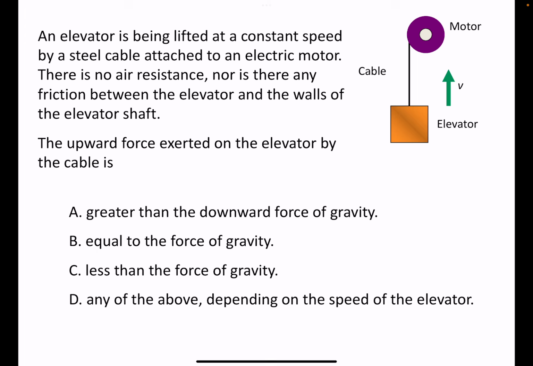Now, let's give the answer to the example we discussed as promised. The elevator going up problem. The elevator is going up at constant speed. So the elevator is doing constant velocity motion. Constant velocity motion means acceleration is zero, and when acceleration is zero, the net force acting on the elevator has to be zero.